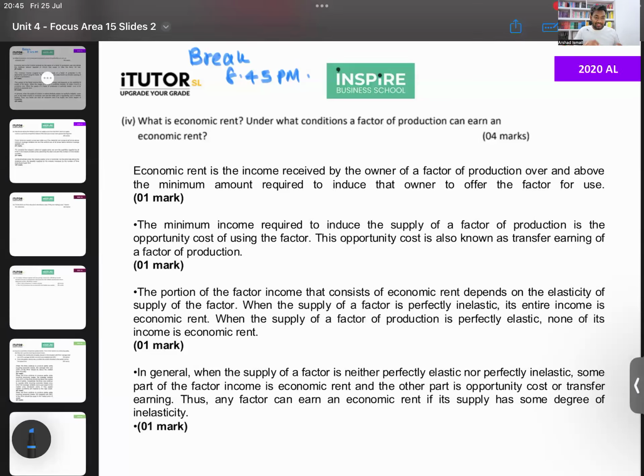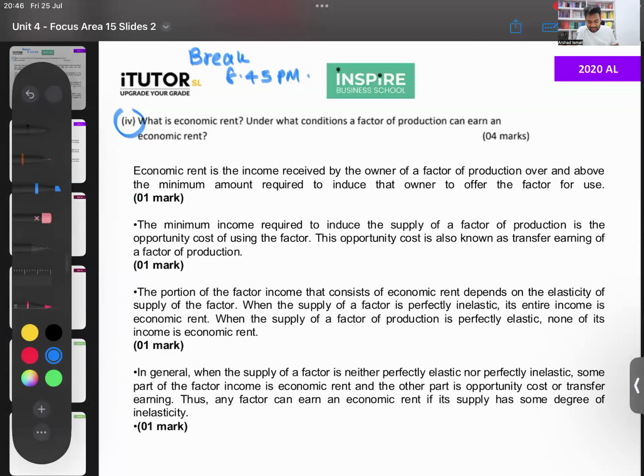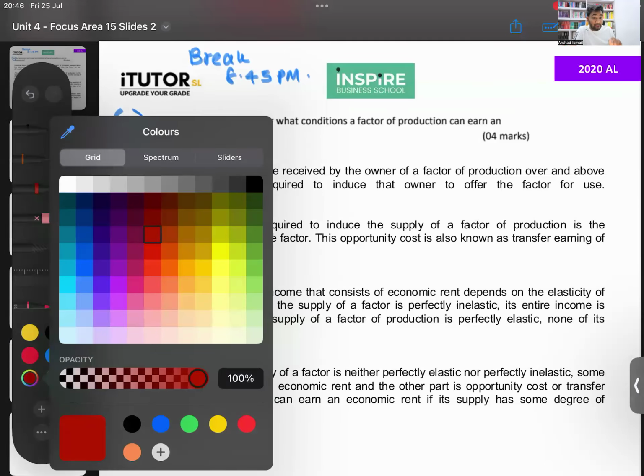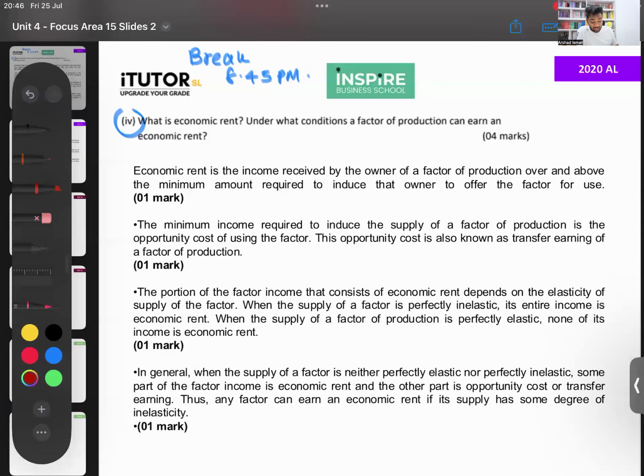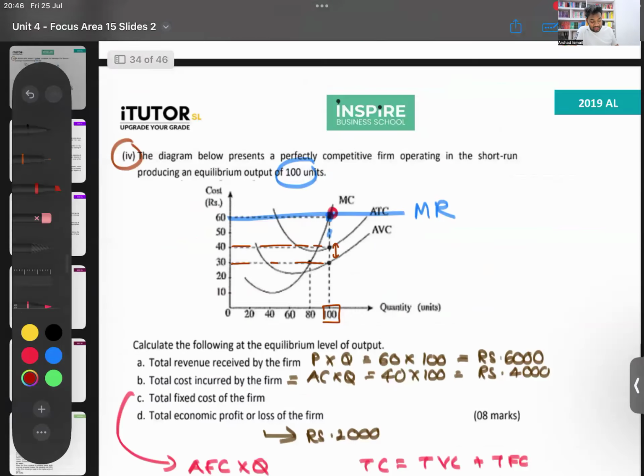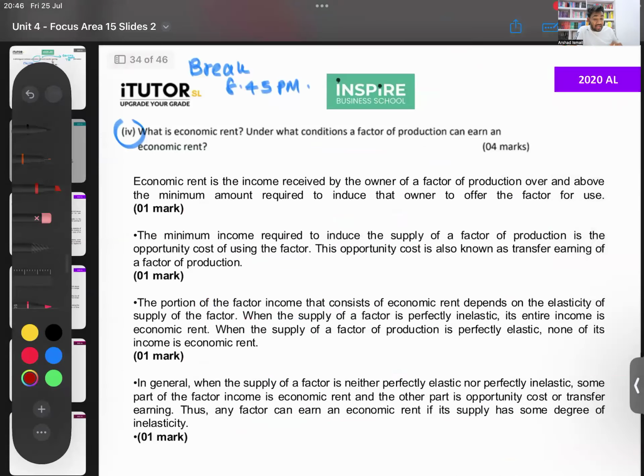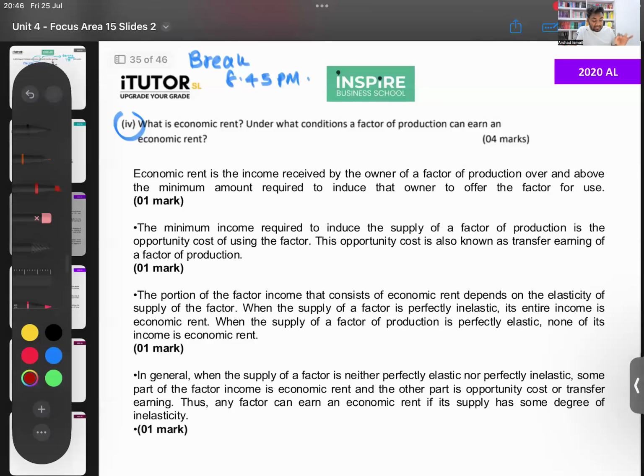Right. So we'll get into the next part of it. That is this. Okay. 2020 A levels, question number 1. Now, the first one is asking what is meant by economic rent. Now see, the previous question also asked that. The previous question asked what is meant by economic rent and transfer earnings. Now here they're only asking about economic rent, and they're asking under what conditions can a factor earn an economic rent. So what is economic rent, guys?